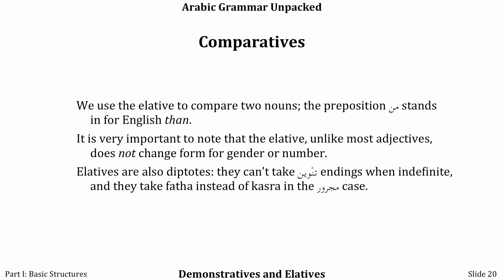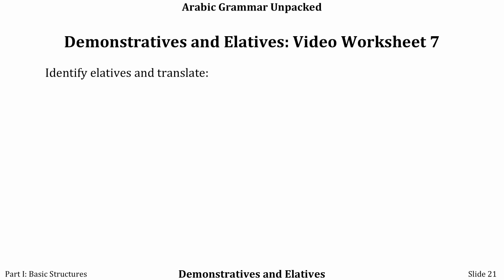Elatives are also what are called diptotes. They can never take the tenween endings when indefinite, and they take fatha instead of kesra when they're in the majroor case. This is one of those details you can kind of let slip for right now and just sort of pick up as you go along. The most important feature of this part of the lesson is to learn to compare two nouns. So fill out Worksheet 7, pause, and return. Let's take a look at this example. Ana atwal, not atul like it looks, but atwal, min akhi.